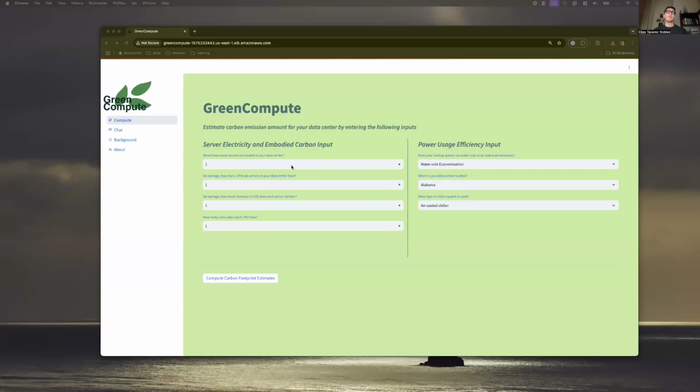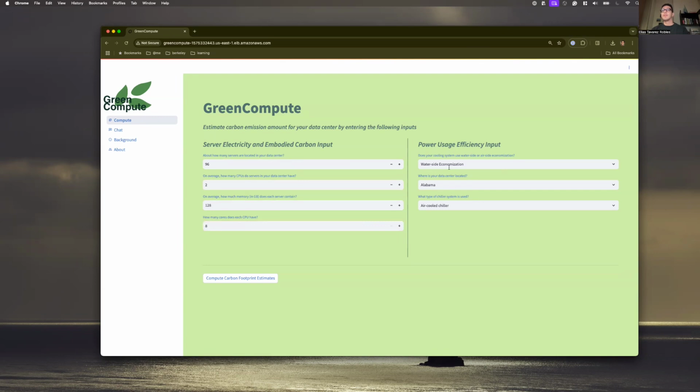We can start by going to the compute page and entering information on our data center. So in this case, we can say that we have a data center with 96 servers. We can say that each server has 2 CPUs. It has 128 gigabytes of memory, and each of the CPUs that I mentioned before has 8 cores.